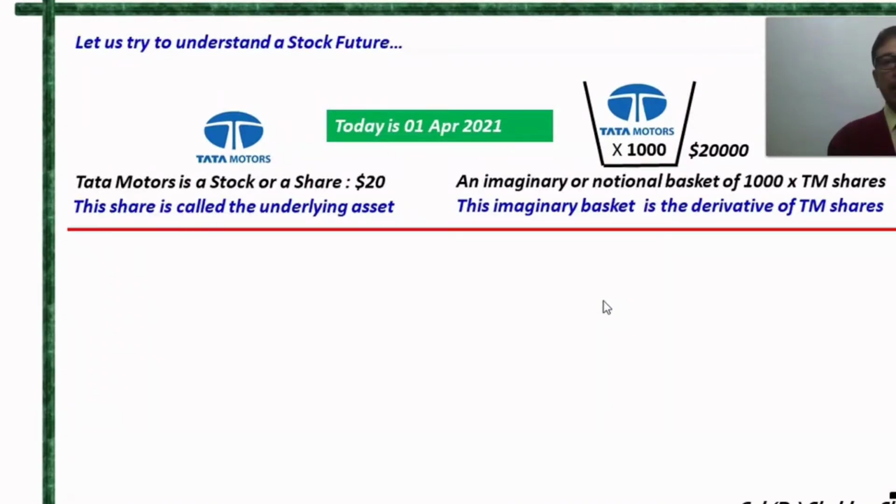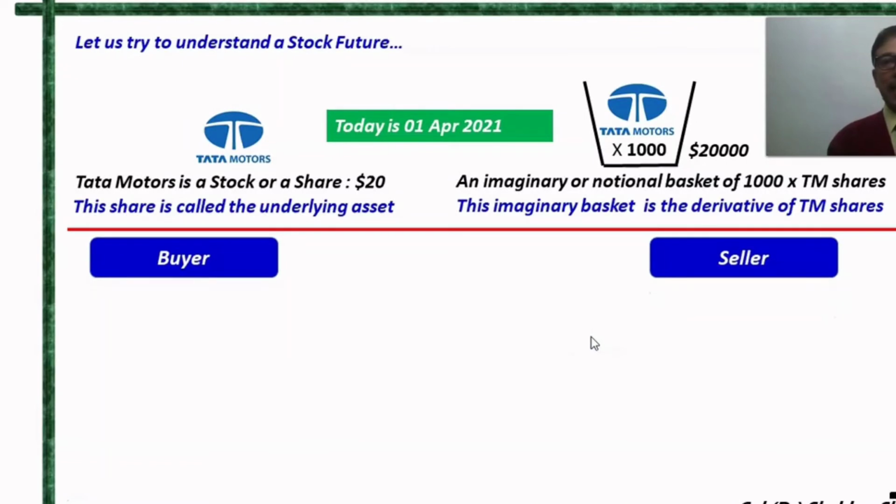Now, if something is to be traded in the market, then there has to be a buyer and a seller. If you want to buy something and if there is no seller for that thing, then you cannot buy.